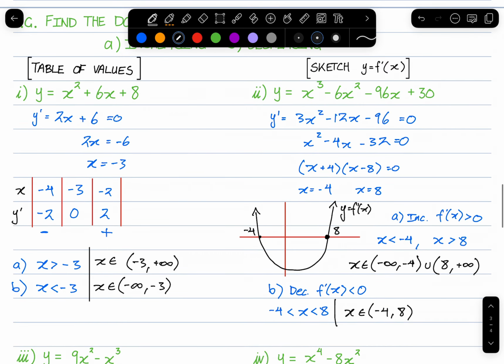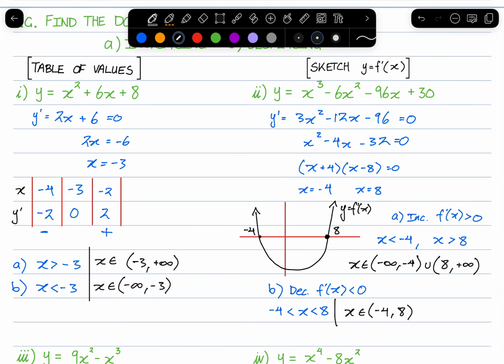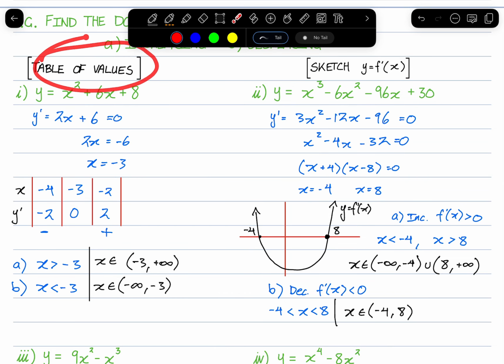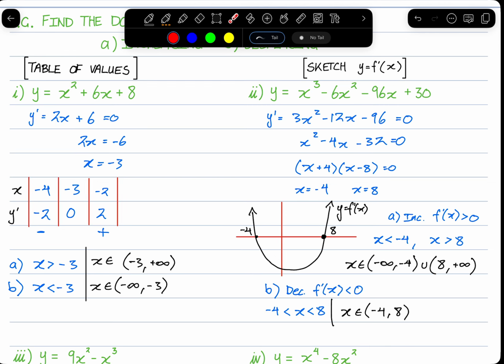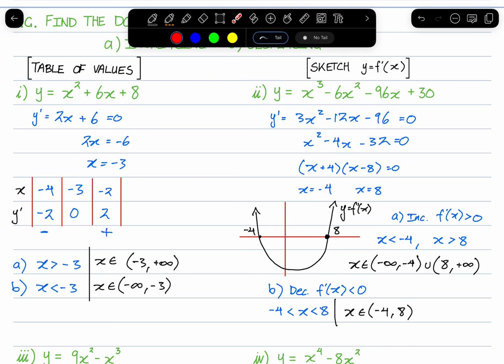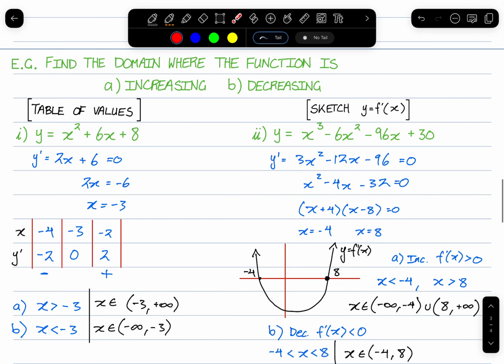And there we have it with our two different methods. Let me reiterate, the table of values works for any type of function, whereas sketching, as you can see, works mainly for polynomials because we can quickly know what the sketch of this looks like. In any case, I hope that's giving you an insight into finding the domain of functions being increasing or decreasing.